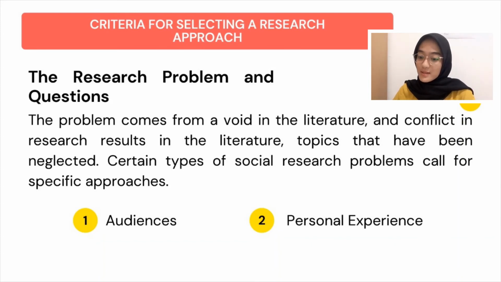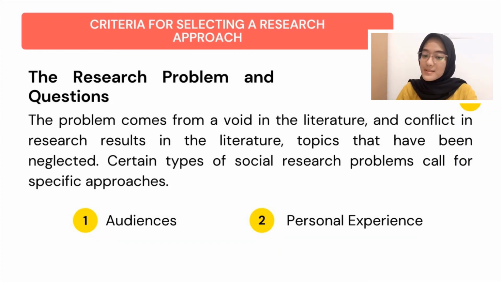Certain types of social research problem call for a specific approach. For example, if the problem calls for the identification of factors that influence an outcome, the utility of an intervention, or understanding the best predictors of outcomes, then a quantitative approach is best. Qualitative research is especially useful when the researcher doesn't know the important variables to examine. And a mixed methods design is useful when the quantitative and qualitative approach, each by itself, is inadequate to best understand a research problem, and the strength of both quantitative and qualitative research can provide the best understanding.